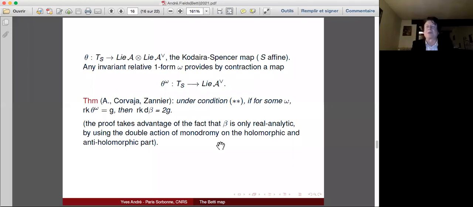I have no time to give the proof, but the proof is rather funny in the sense that a priori the fact that beta is only real analytic is a drawback. So we are not accustomed in arithmetic geometry to deal with such maps. But we take advantage of it by using a double action of monodromy on the holomorphic and on the anti-holomorphic part. So this gives us many more degrees of freedom. That's the principle of the proof.